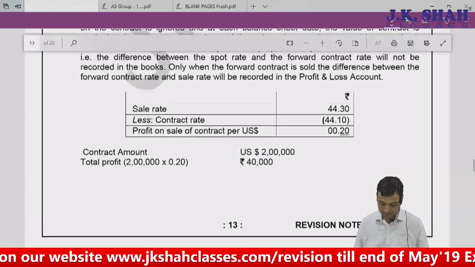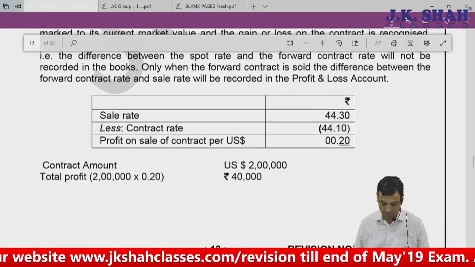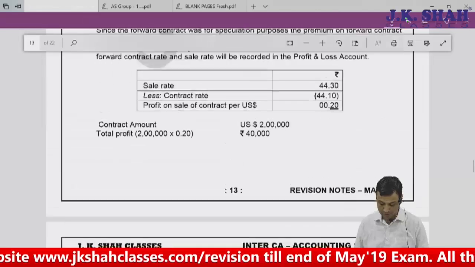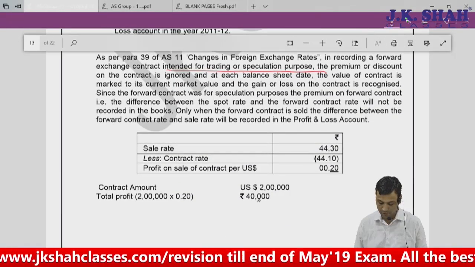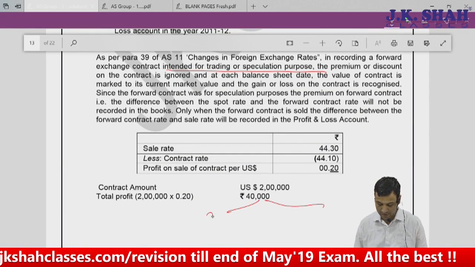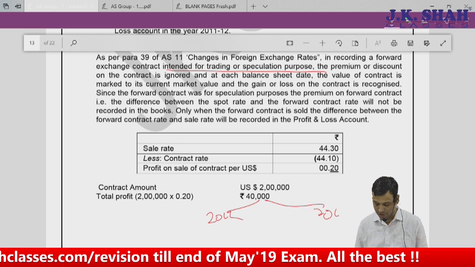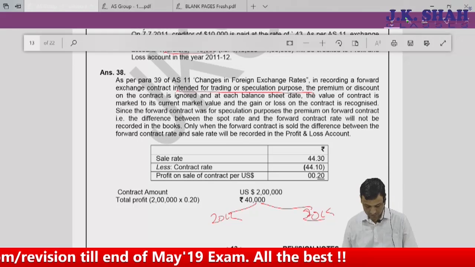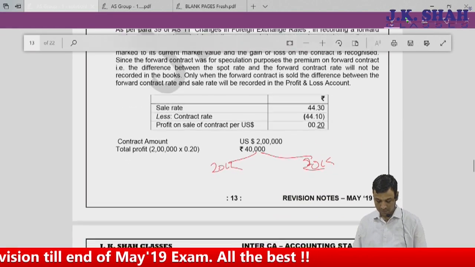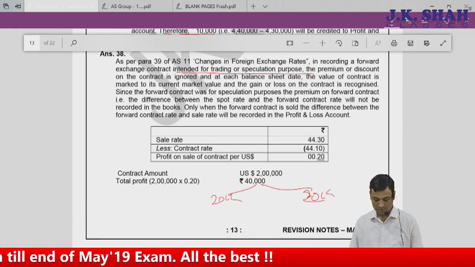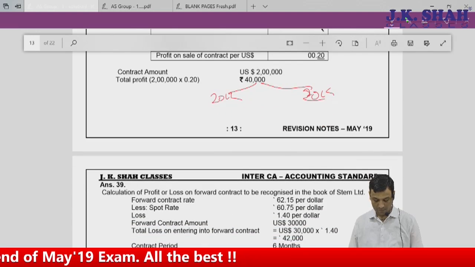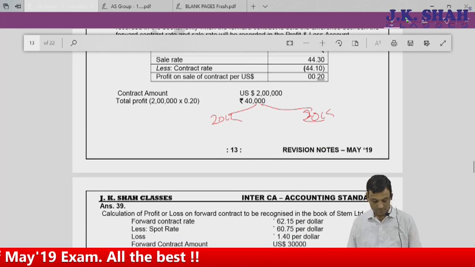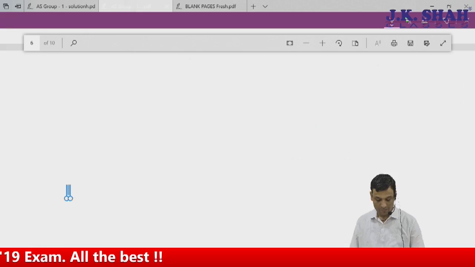Speculation. Profit is 0.20, but this 0.20 is in two parts. Total contract profit is 40,000. It is in two parts: current year 20,000, next year 20,000. We move to the next question.